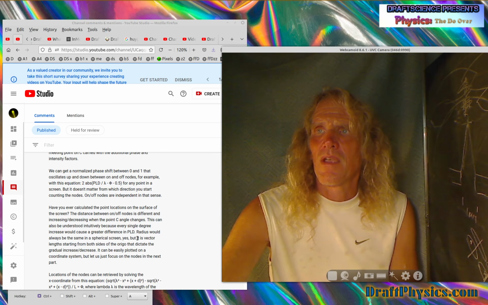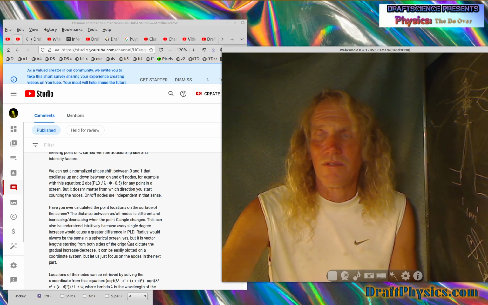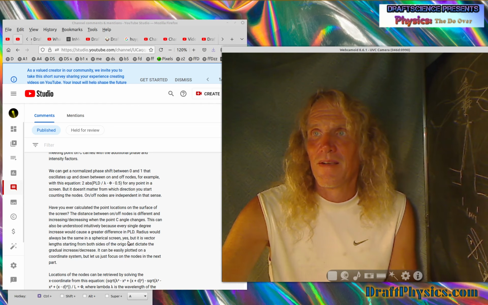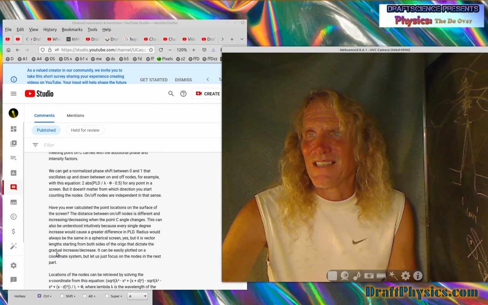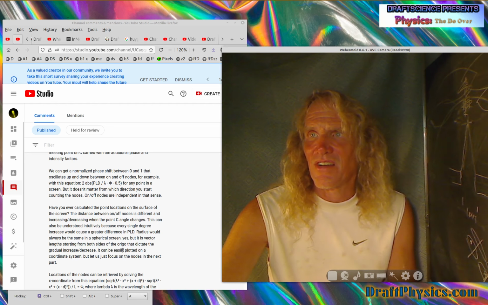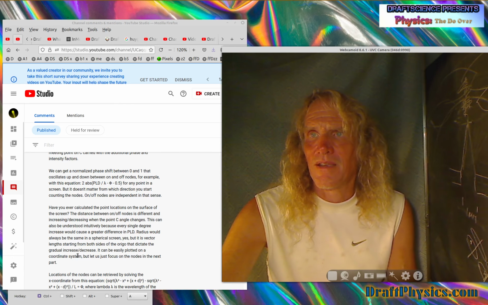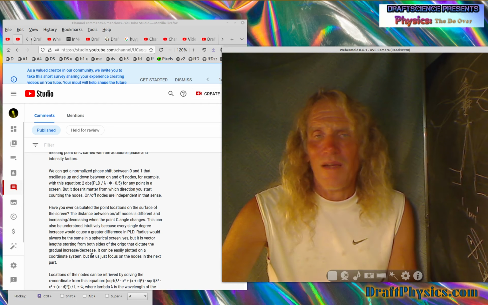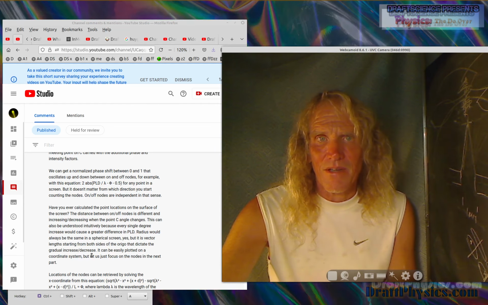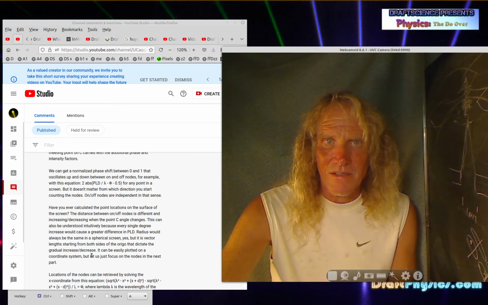Radius would always be the same in a spherical screen. Yes, so you're conceding the point, thank you. But it's a vector, vector lengths starting from both sides of the ergo. So I don't know what this ergo is. That dictates the gradual increase and decrease. Not when it's less than a millimeter compared to meters of distance.